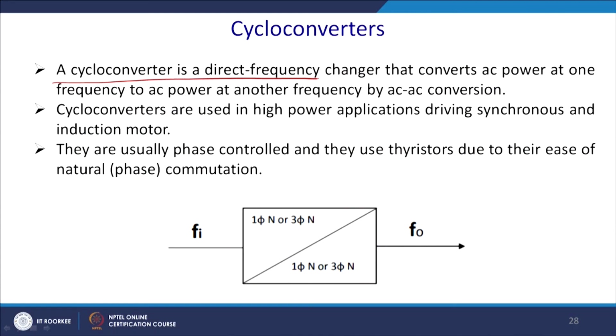And for this reason, the cycloconverter is a direct frequency changer that converts AC power at one frequency to AC power at another frequency by AC to AC conversion. Cycloconverters are used in high power drive applications, driving synchronous and induction motors. They are usually phase controlled, and they use thyristors due to their natural or phase commutation.